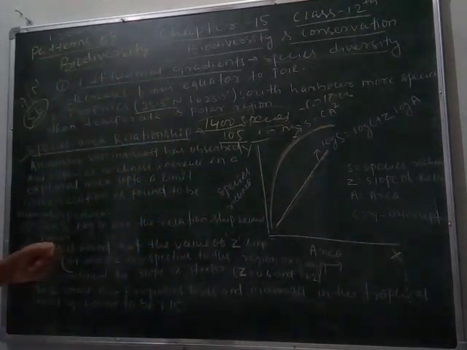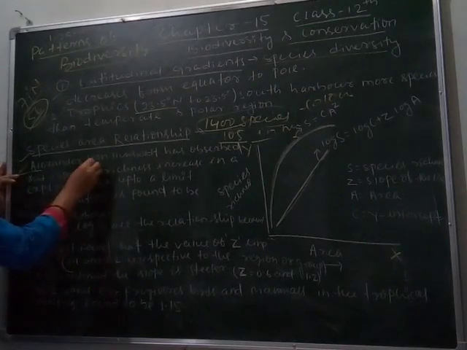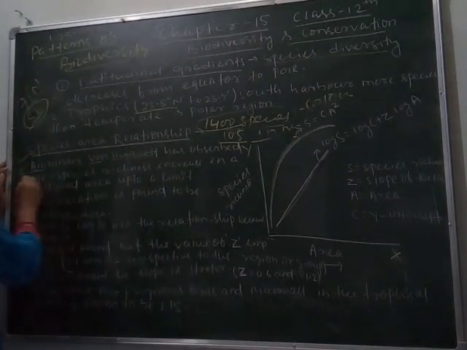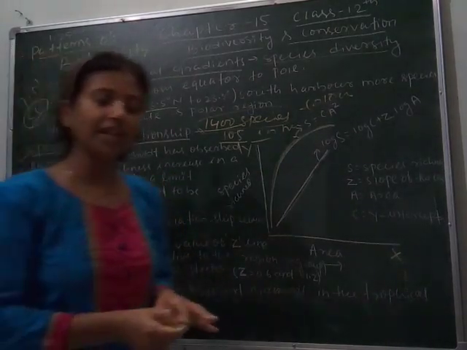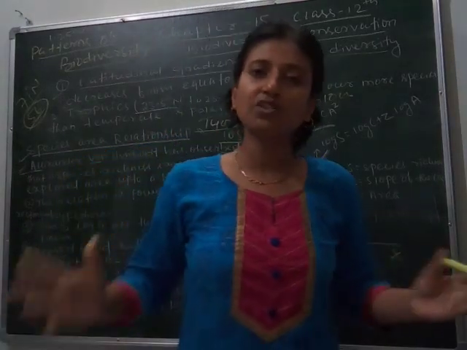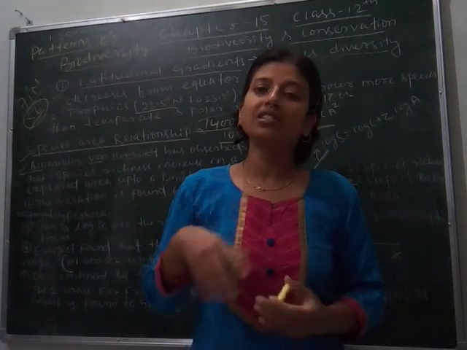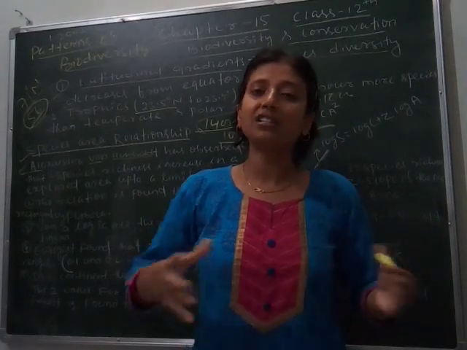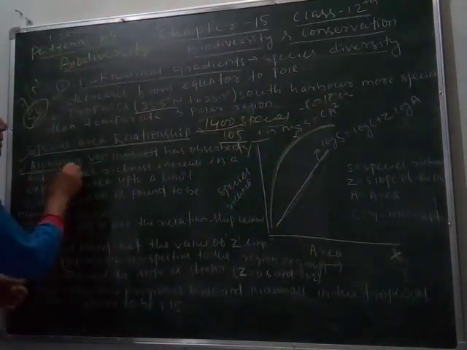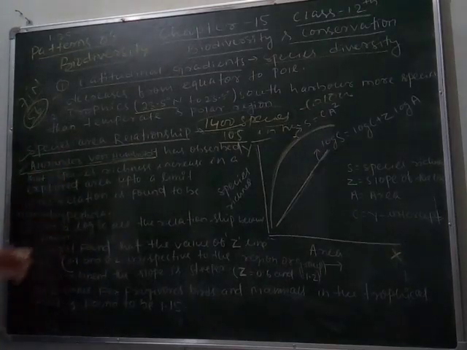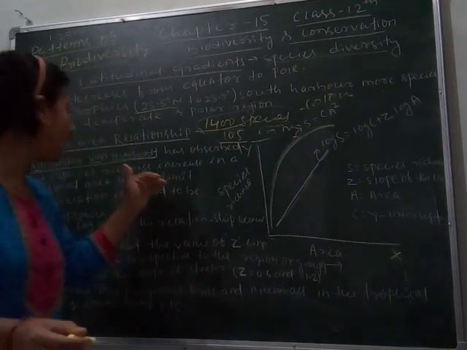So how is this formed and why? Here you should look at this. Alexander von Humboldt observed that species richness increases in an explored area up to a limit. Means if the area is explored, means open, with so much area, it is not necessary that various types of species will be found; the species may be limited. So this is said by Alexander von Humboldt, that species richness increases in an explored area up to a limit.